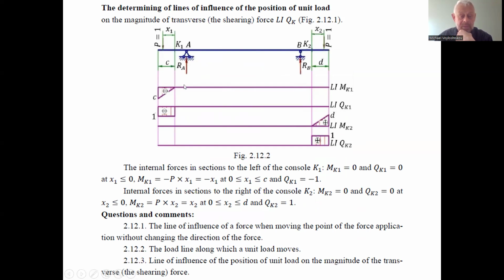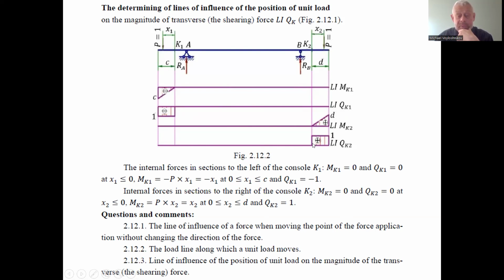We can find that if the force is located to the left of x1, the shearing force line will not depend on the location of the point of application, just one even distribution of the shearing force independently of the location of the point of application. And we have the line of the moment, because the maximal moment occurs if the unit force is applied at the end of the beam. So to the point K, the arm is C, and the arm gradually reduces as we move the unit force closer to point K1.